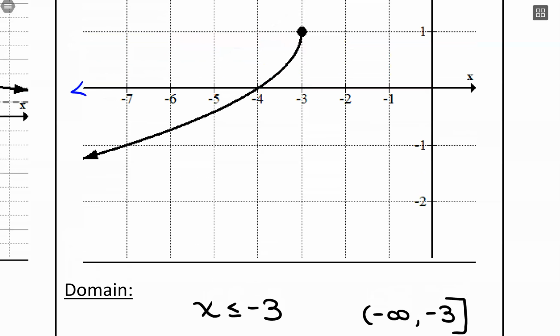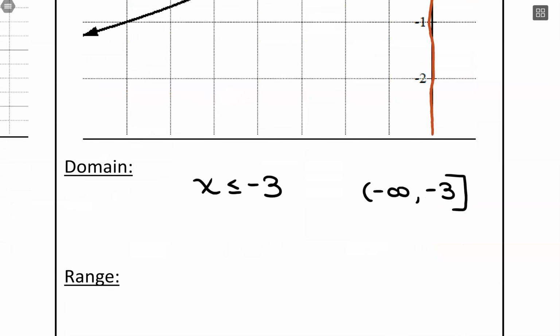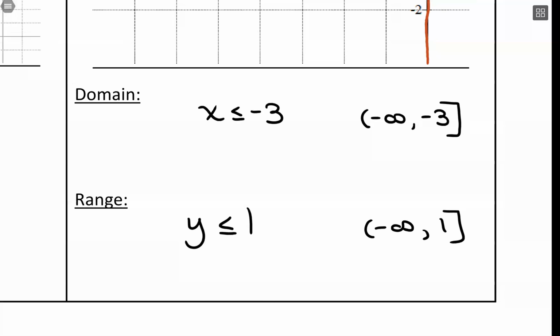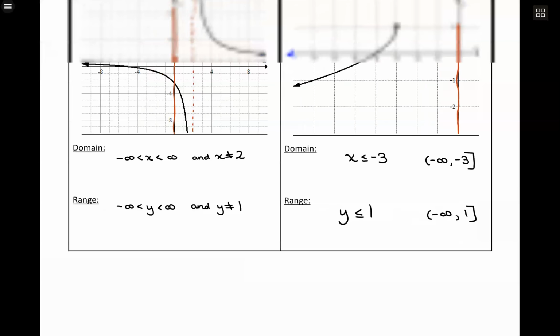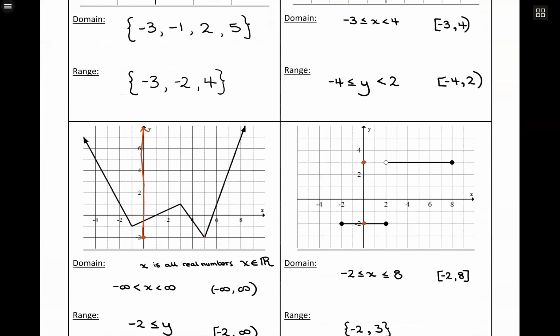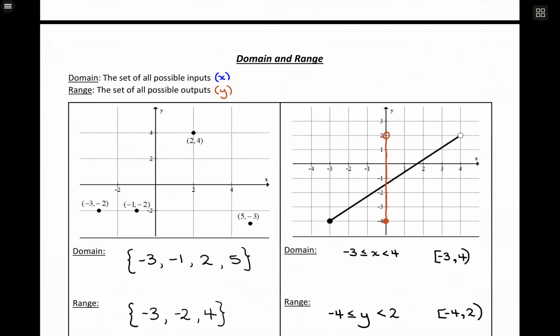For range, starting at the bottom, this is all defined since it's going off to negative infinity, and then our function's going to stop at y equals positive 1. So we could say y is less than or equal to positive 1. Can do negative infinity up to positive 1, and then with a square bracket to contain it. So there are lots of examples and some different forms of how we can write the notation for domain and range.